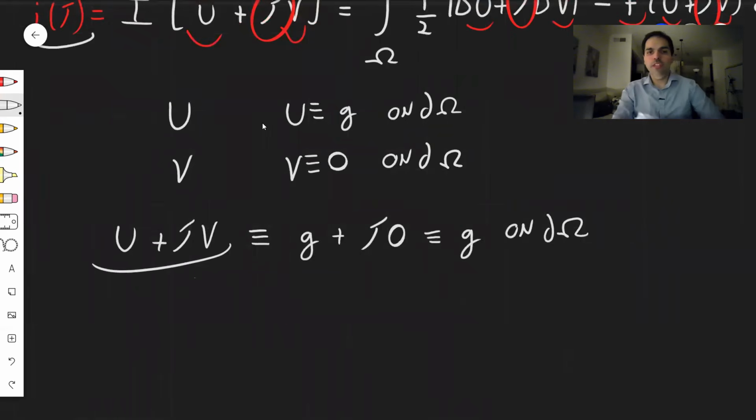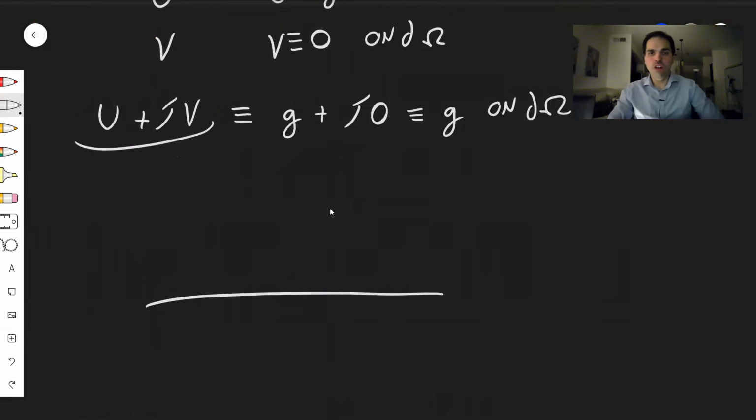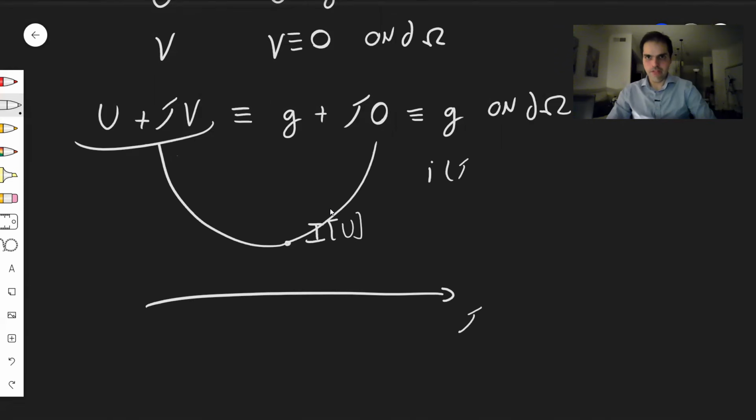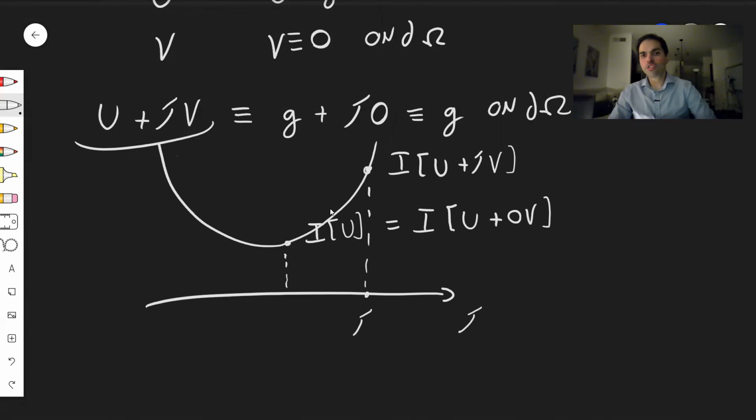And remember, what we said was this functional had a minimum at u. So I of u was the minimum, which means for any other function v, it's bigger. But now let's think of this in terms of tau, or like i of tau. If I give you a random tau, then this becomes just the functional of u plus tau v. Now, what is this value? Well, at tau equal to 0, it is the same thing as I of u plus 0 v. So it's just the value of the little i at 0.